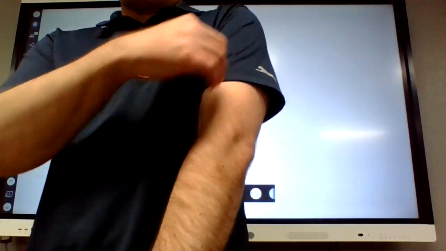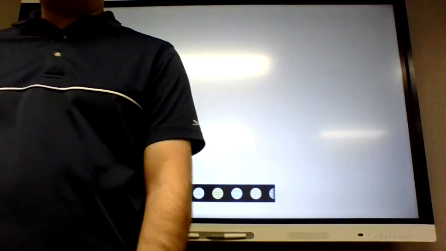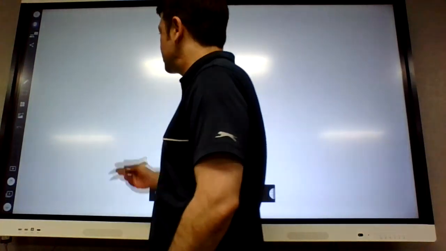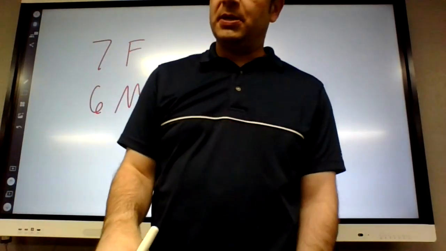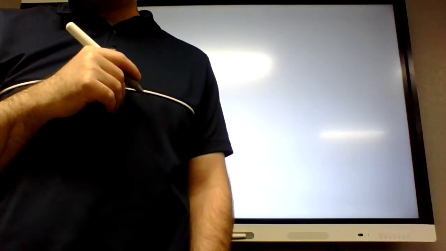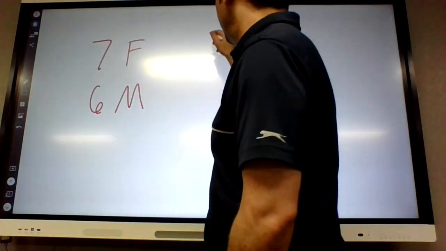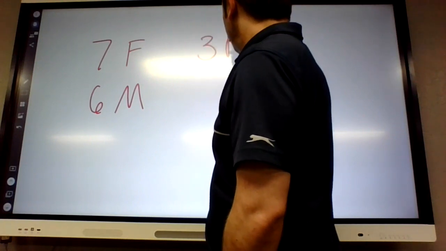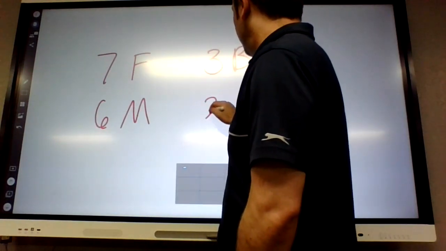There are 7 females and 6 males in the class. What question is this? 21. 3 of the females and 2 of the males have brown hair. Okay, 3 brown, 2 brown.